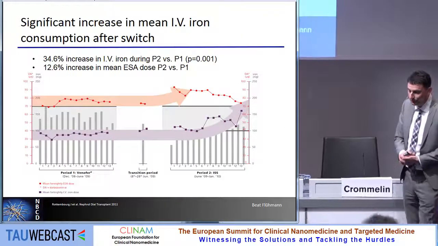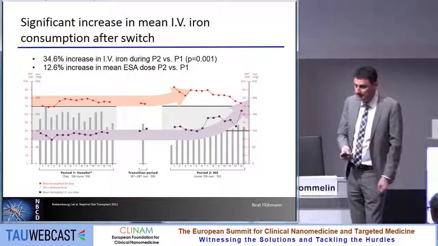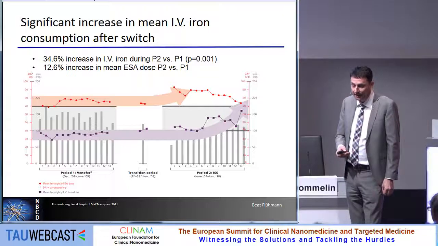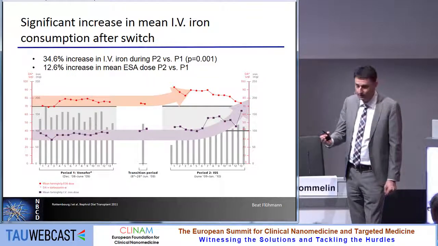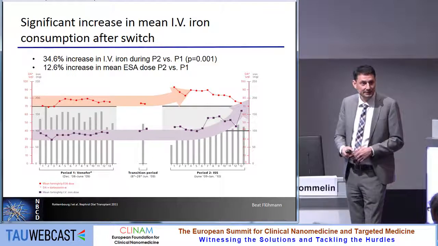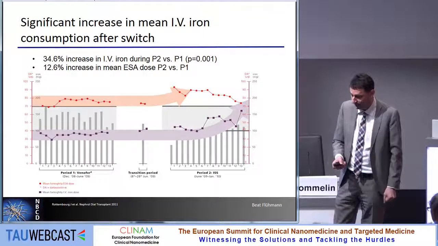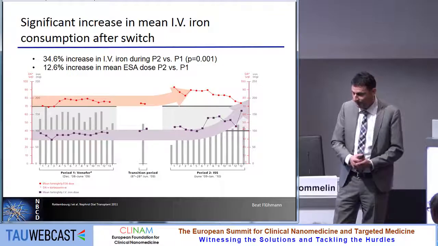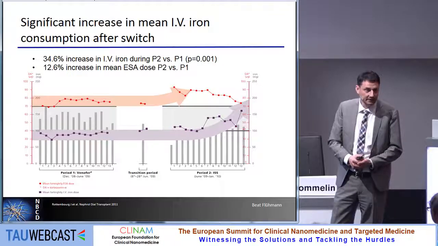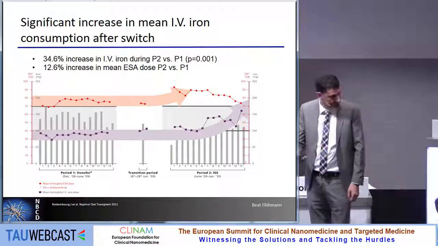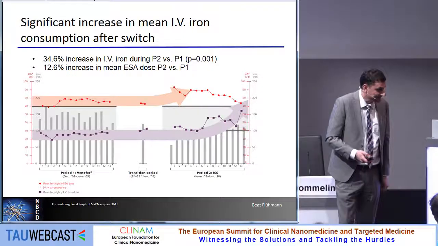How they had to correct was by adding more ESA, more iron. They had to give 34% more IV iron to these patients, and you have to be aware IV iron is not actively excreted, so it ends up somewhere in this patient. And 12.6% increase of ESA, which is a massive cost factor to the hospital. ESA is the erythropoietin.